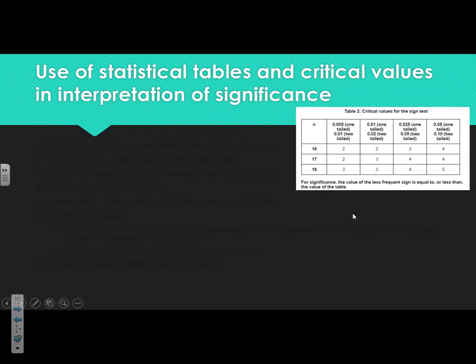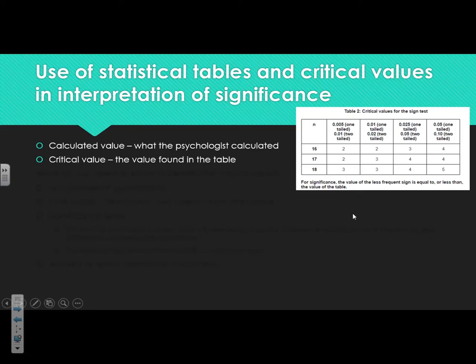And then the use of statistical tables and critical values in the interpretation of significance. So this is the bit where people get confused, but actually you'll be absolutely more than fine with this. First of all, you have the calculated value, which is what the psychologist calculated. In this case, I think previously it was the sign test, so the calculated value was 1. That's what we've worked out, that's what we've calculated. The critical value, believe it or not, can be found in the critical values table, which is for the sign test here. And then what do you need to know to identify the critical value?